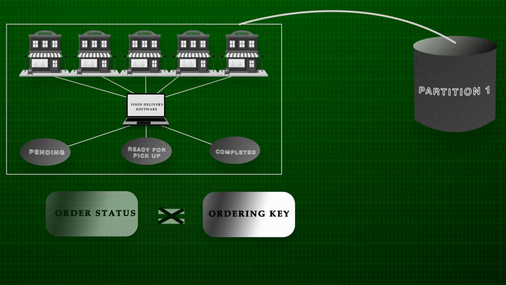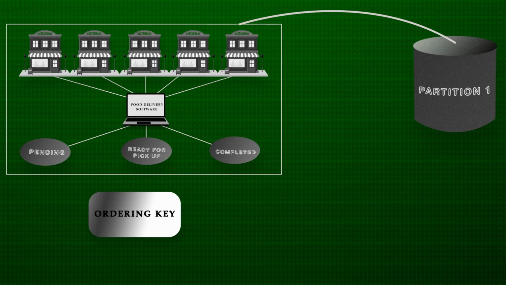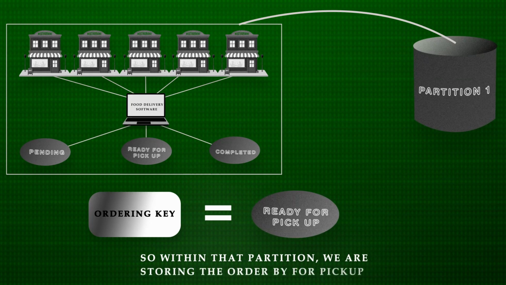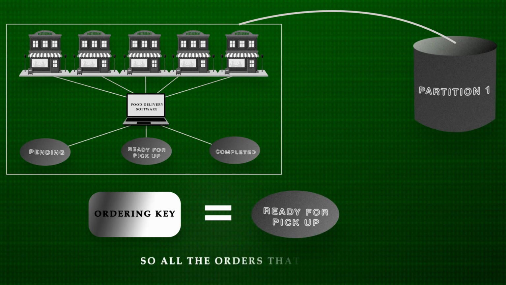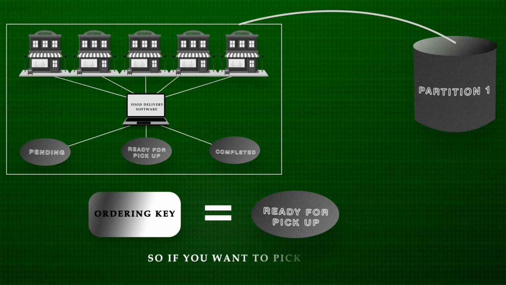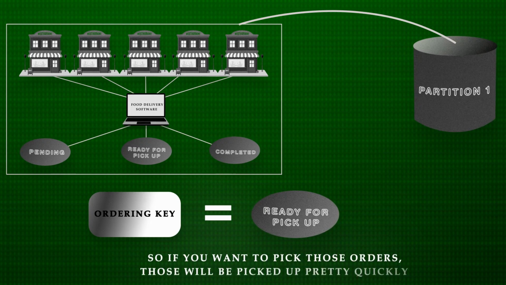So what we can do is we can actually define the ordering key as ready for pickup. So within that partition, we are storing the order by ready for pickup. So all the orders that are ready for pickup will be on the top of the shelf. So if you want to pick those orders, those will be picked up pretty quickly.